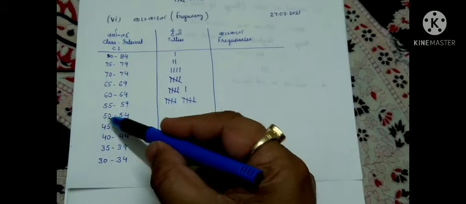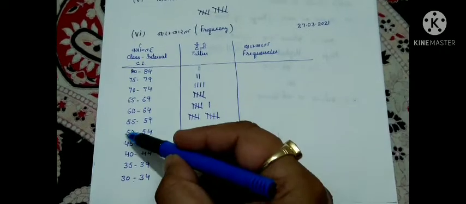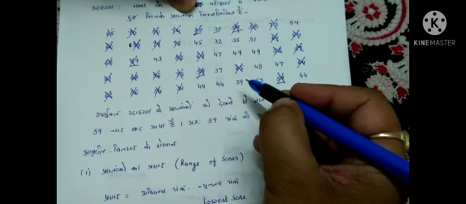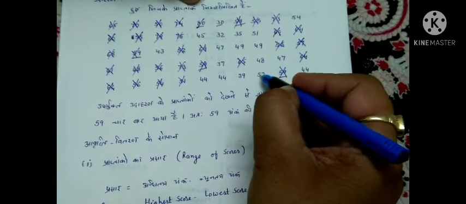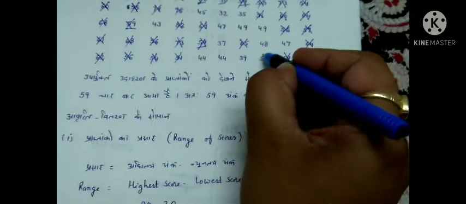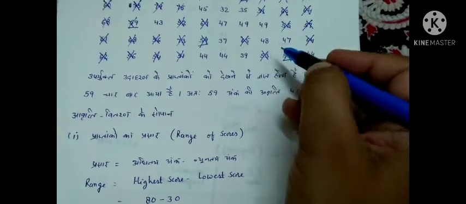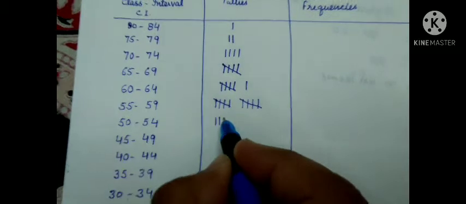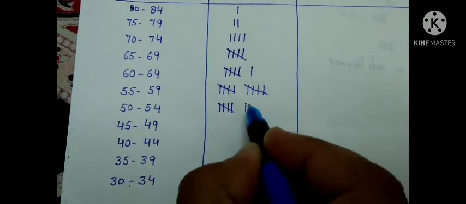Now the next class interval, similarly we can operate in the same way, 50 to 54, putting a cross in the ungrouped data. 50 to 54, how many? 1, 2, 3, 4, 5, 6, 7. So there are 7 students. So put the tallies 1 2 3 4 5 6 7.